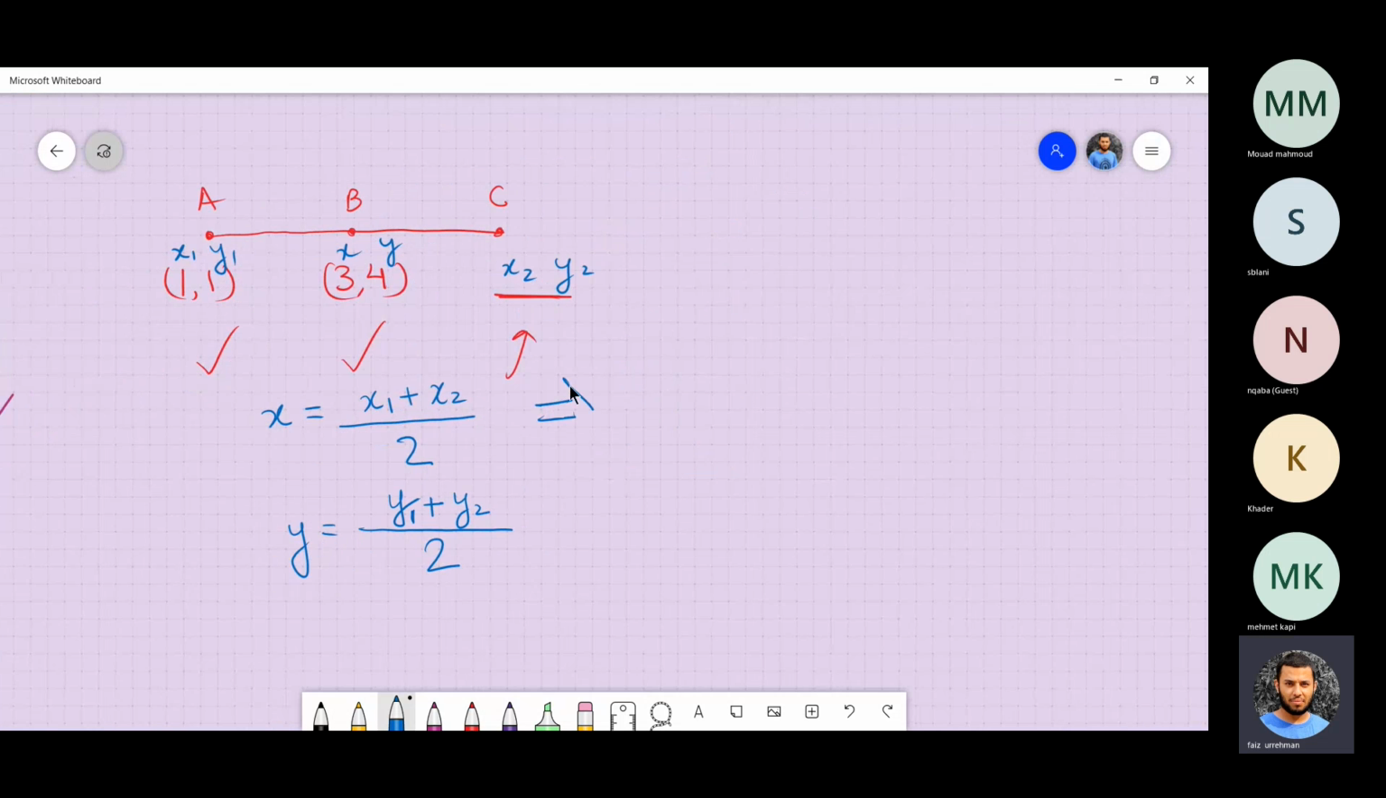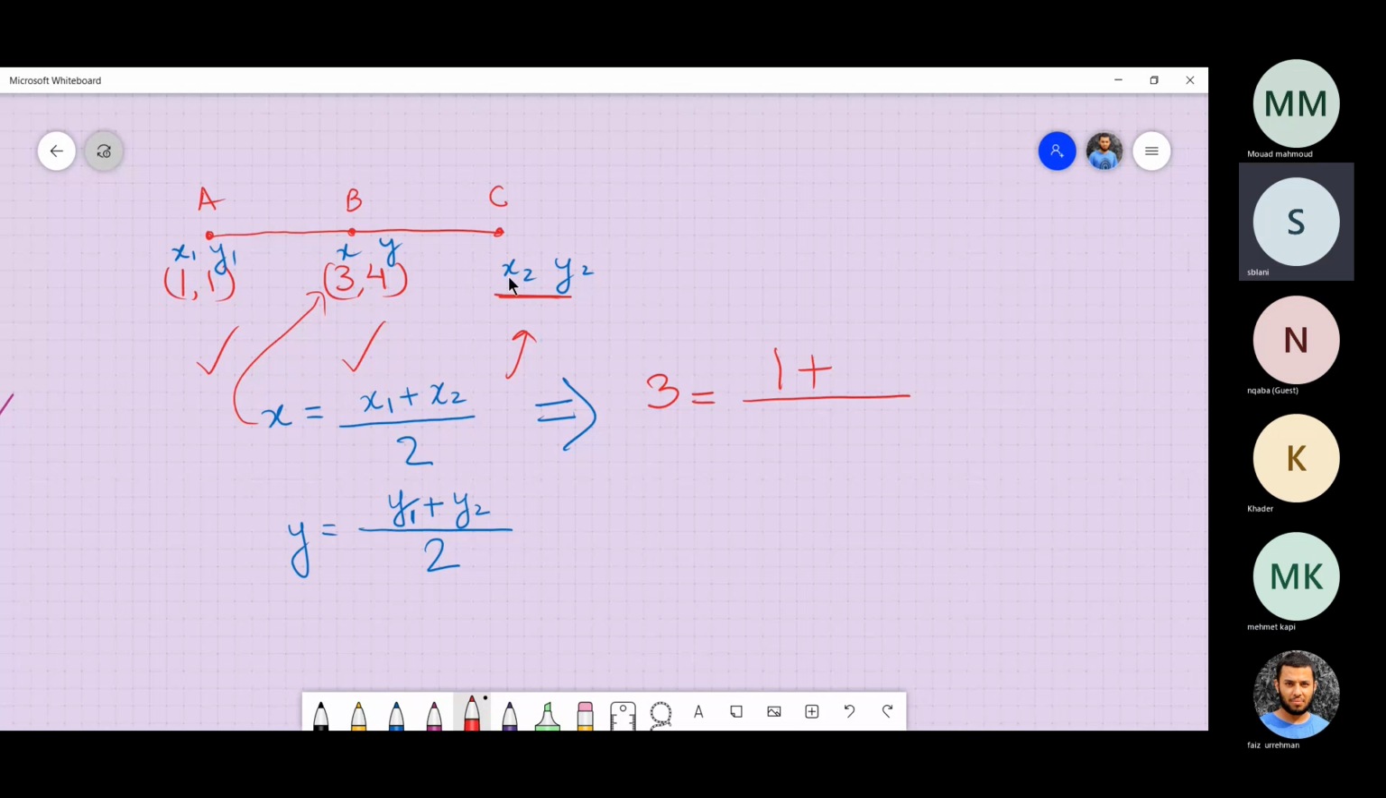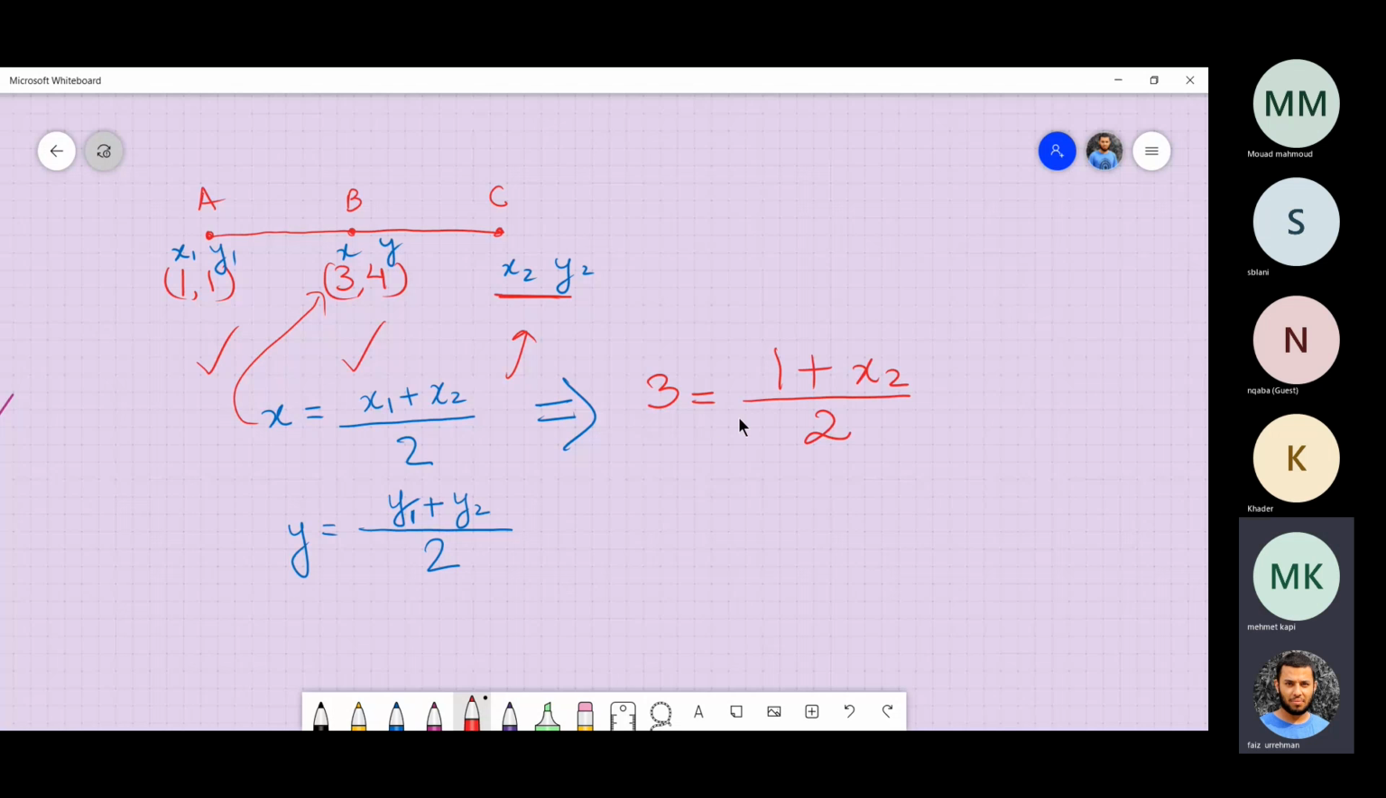Now we will substitute the values. In this one, we know the value of x, 3. So we will write 3 equal to x1. Do we know x1? Yes, 1. Plus x2, do we know it? No, we don't know. So keep it as it is, x2 upon 2. Now how can we solve this? We will multiply by 2 there because we need to remove the 2. So we multiply 2 on both sides to keep balance.